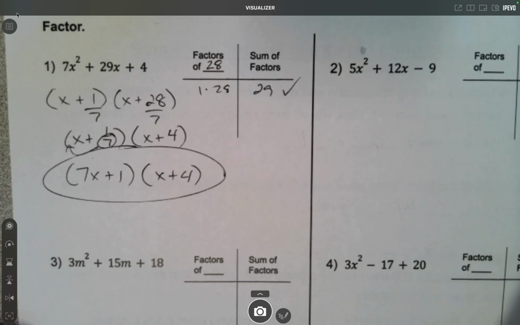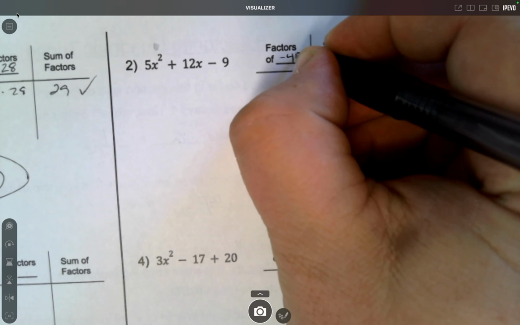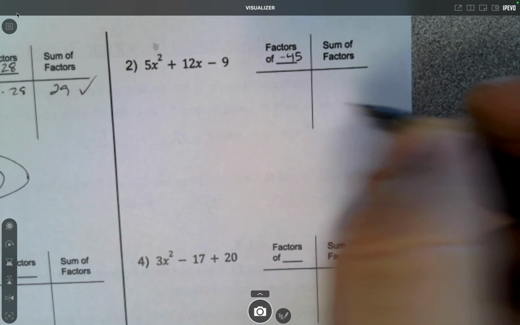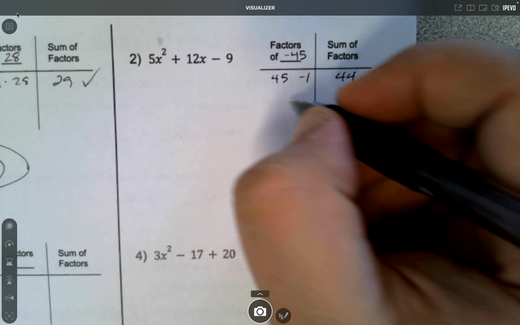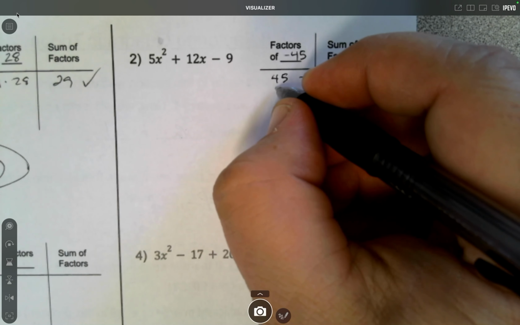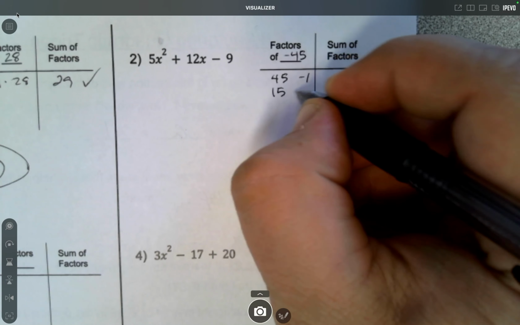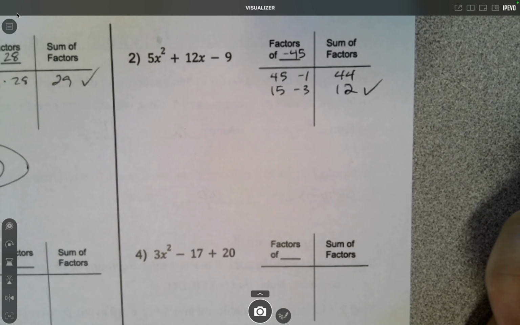Okay, this next one, 5 times negative 9 is negative 45. And we know that has to be a positive and a negative number. And the bigger one would be positive. So I could try 45 and negative 1. Let's see, 15 and negative 3. And we're set. That's what we needed.